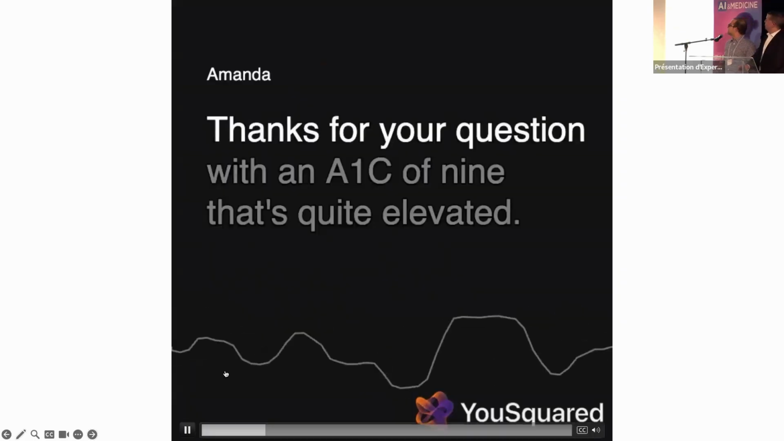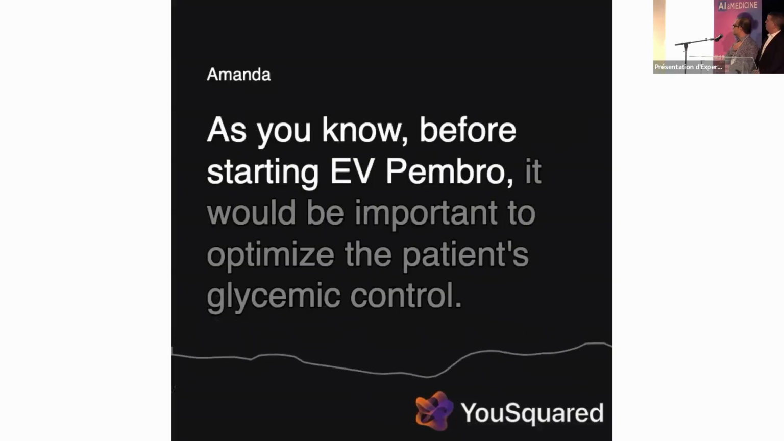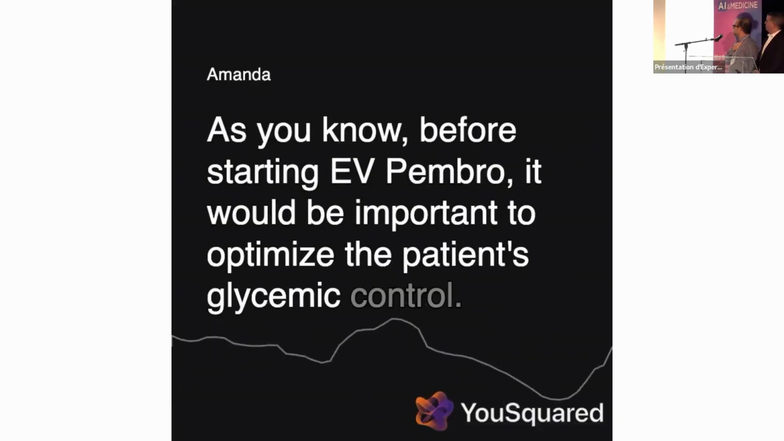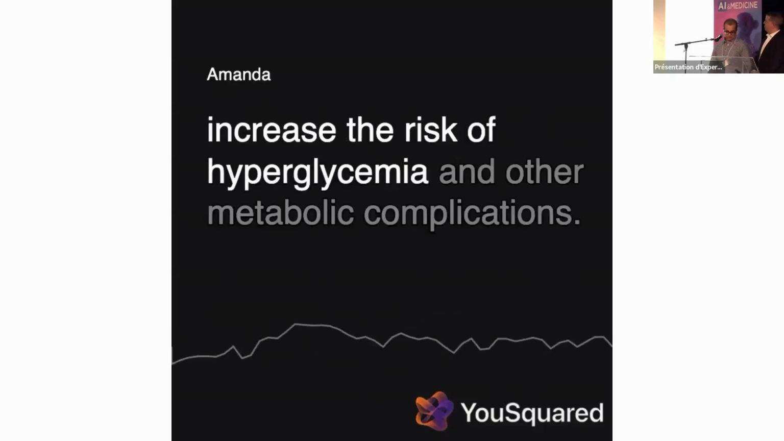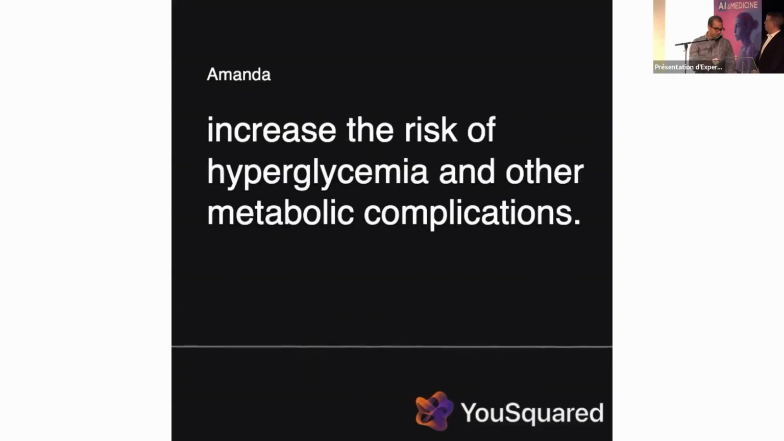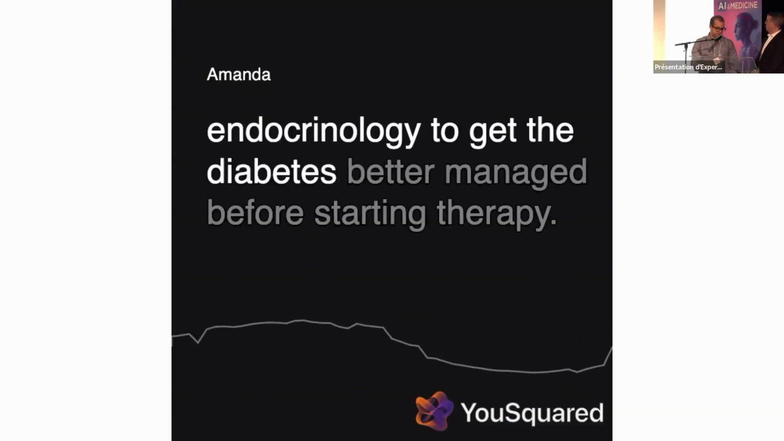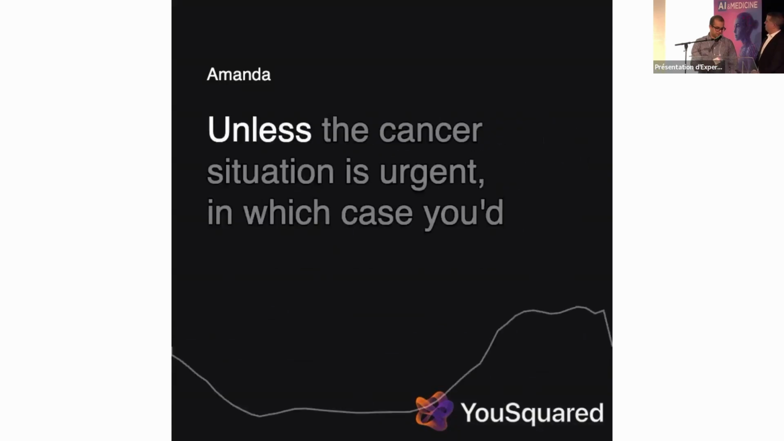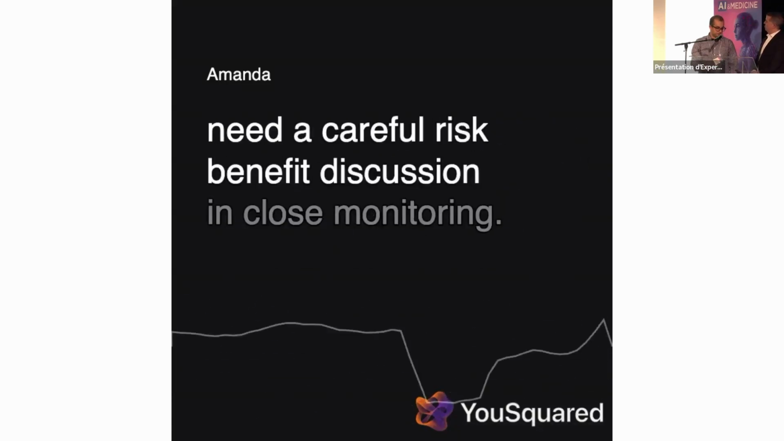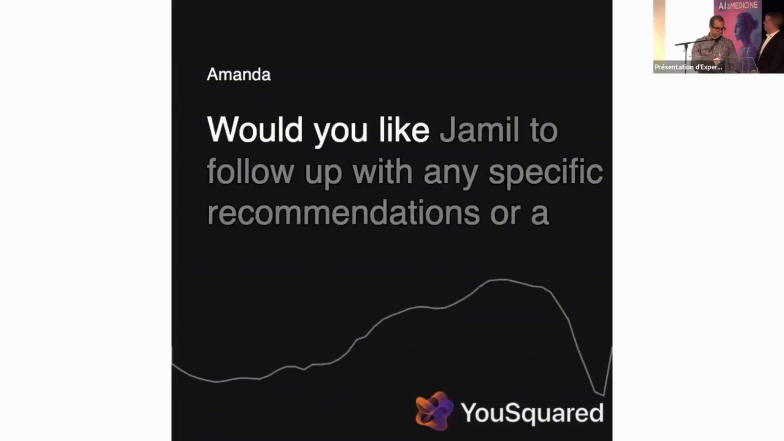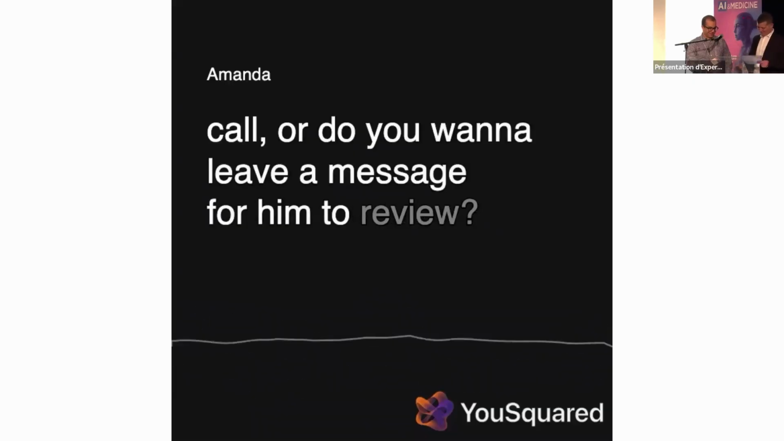Hi, Glenn. Thanks for your question. With an A1C of 9, that's quite elevated, as you know. Before starting EV Pembro, it would be important to optimize the patient's glycemic control, since both enfortumab vedotin and pembrolizumab can increase the risk of hyperglycemia and other metabolic complications. Ideally, you'd want to coordinate with the patient's primary care or endocrinology to get the diabetes better managed before starting therapy, unless the cancer situation is urgent, in which case you'd need a careful risk-benefit discussion and close monitoring. Would you like Jamil to follow up with any specific recommendations or a call? Or do you want to leave a message for him to review?